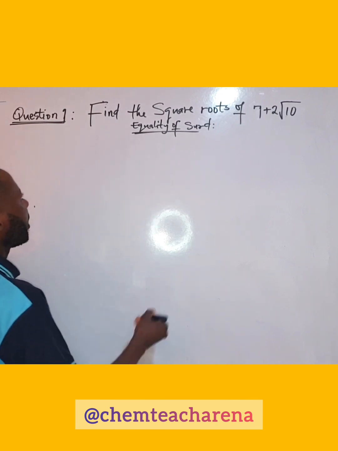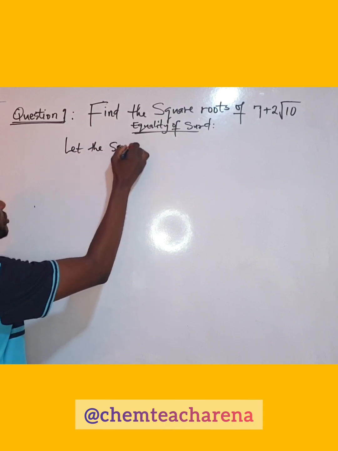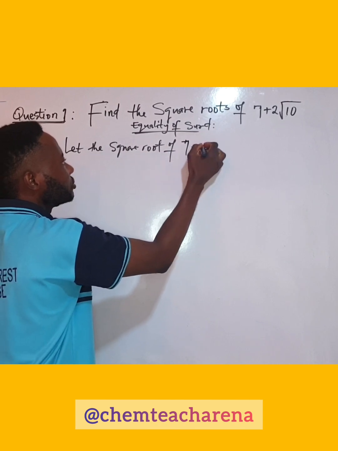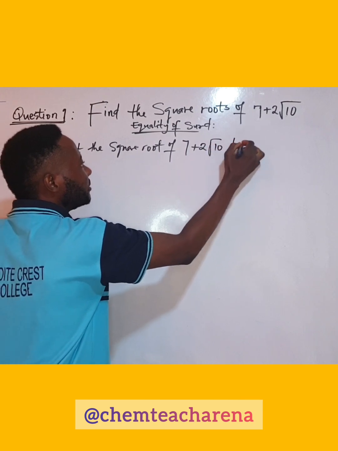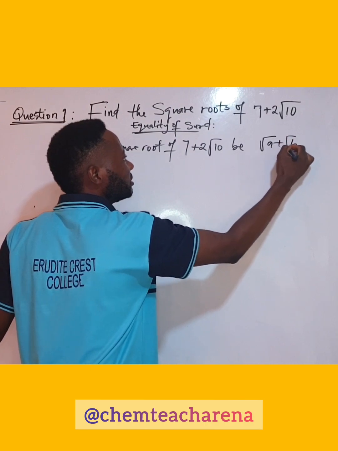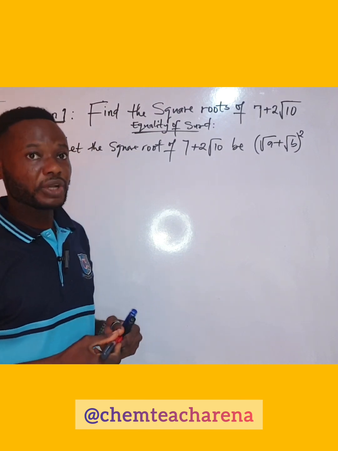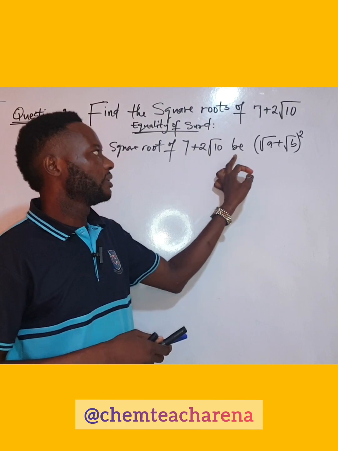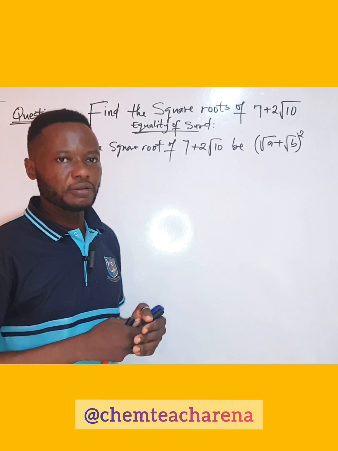To solve this question, what we have to do first is to say, let the square root of 7 plus 2 root 10 be root a plus root b all squared. This is the first thing you need to do first. You have to say that let the square root of 7 plus 2 root 10 be root a plus root b all squared.